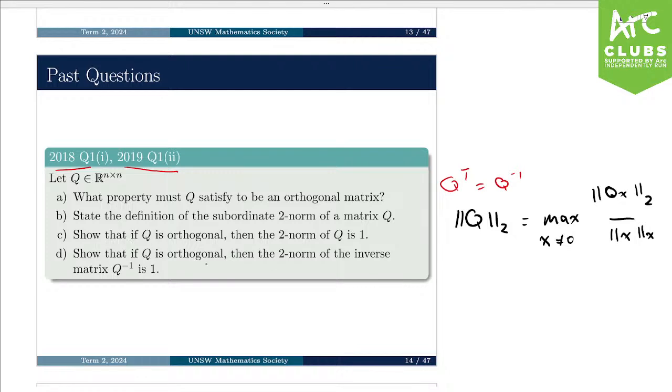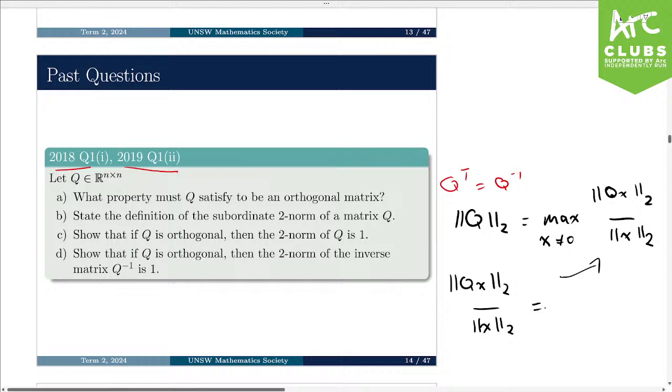And now part C wants us to show that if Q is orthogonal, then the 2 norm of Q is 1. So if we, okay, that should be 2. So if we look here, we can write the top as the square root of X transpose Q transpose times QX.